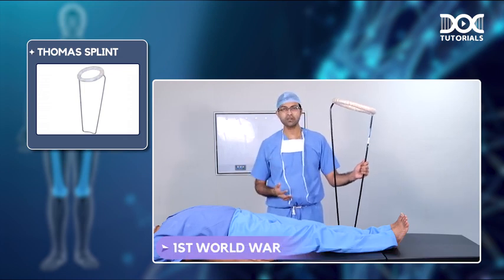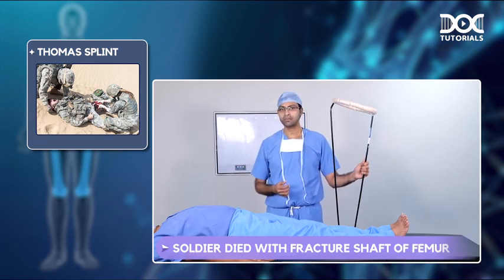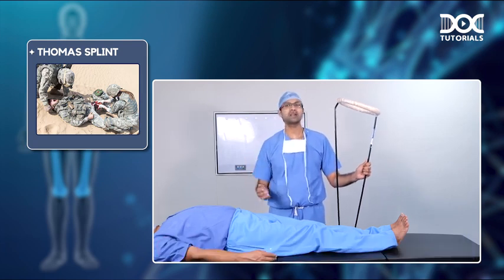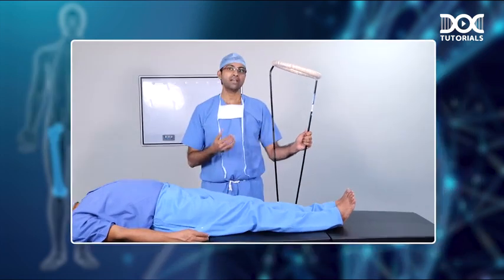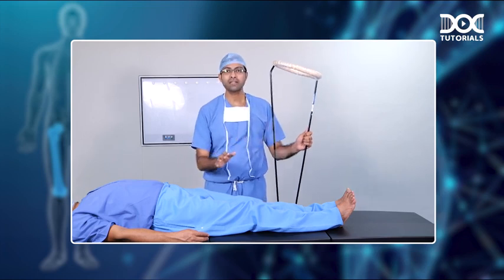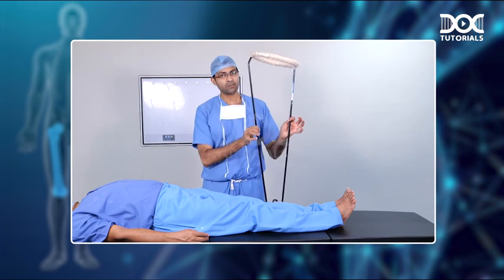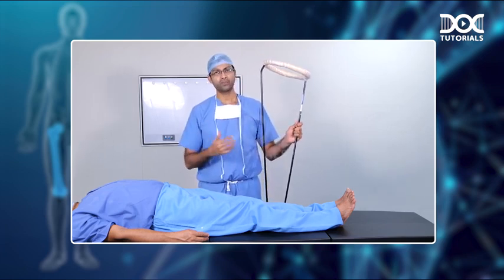See, in the First World War, many soldiers were dying because of fracture shaft of femur, and they were not dying at the site of injury, but they were mainly dying once they were transported for several hours and reached the military hospital. By that time they would have died. Why? Because of the various complications, because of not properly immobilizing the fractured femur. But once they started using Thomas splint, the death rates had remarkably improved.